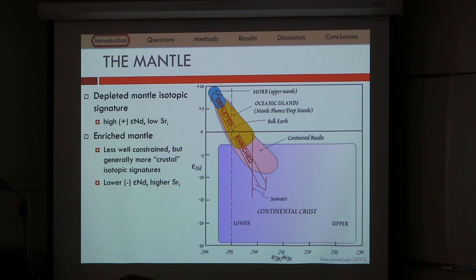Okay? Also worth noting is that you can actually mix. When you create a batholith, you have maybe a depleted mantle source, and you're going to incorporate some amount of crustal material, especially in the more evolved magma compositions. And so you could actually produce these same enriched mantle isotopic values by mixing continental crust and depleted mantle.